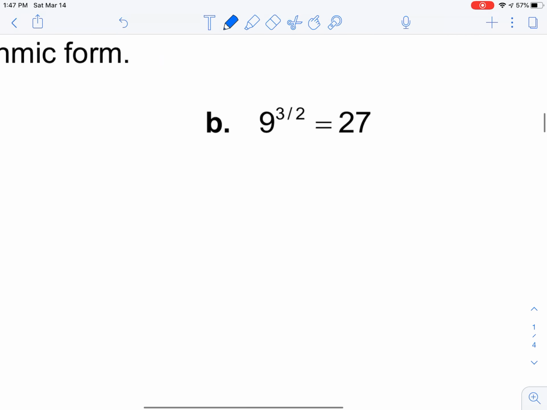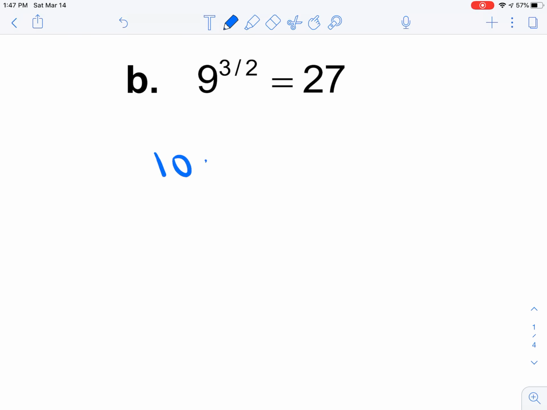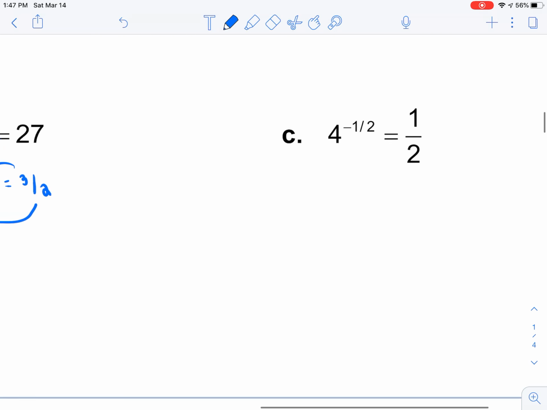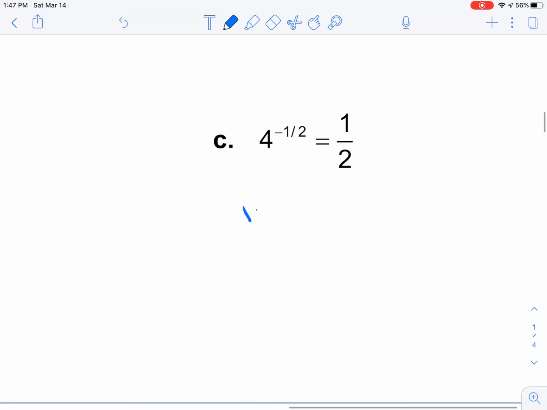Same thing for part B. With part B, we're going to start with a log, put the base of the log as the base of the exponential form, and then over the equals, we should have the 3/2, and then we can put the 27 here. So notice 9 to the 3/2 power equals 27, and that is a true statement. Finally, log, the base is 4, go over the equals, that's the exponent, and that should equal 1/2.